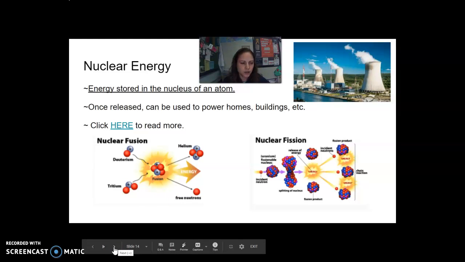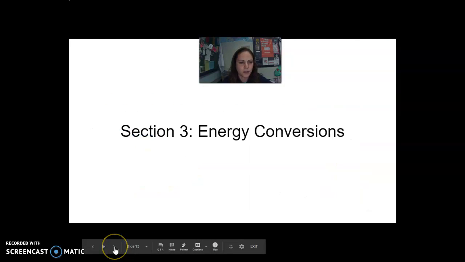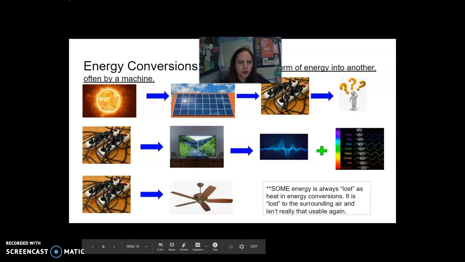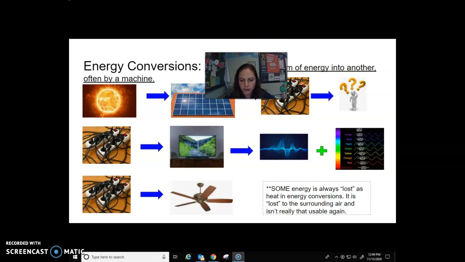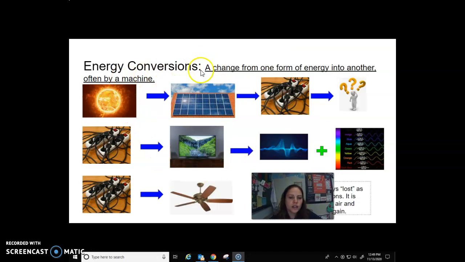So that's just a sort of an overview of the different types of energy, and it's certainly not an end-all. It's not a complete list, but it's the most important ones for you right now. Let's move on to section 3 because it's fairly short, and it makes a lot of sense to just finish that right now. Okay, so energy conversions happen when there is a change from one form of energy into another, often by a machine. So I have several examples here for you.